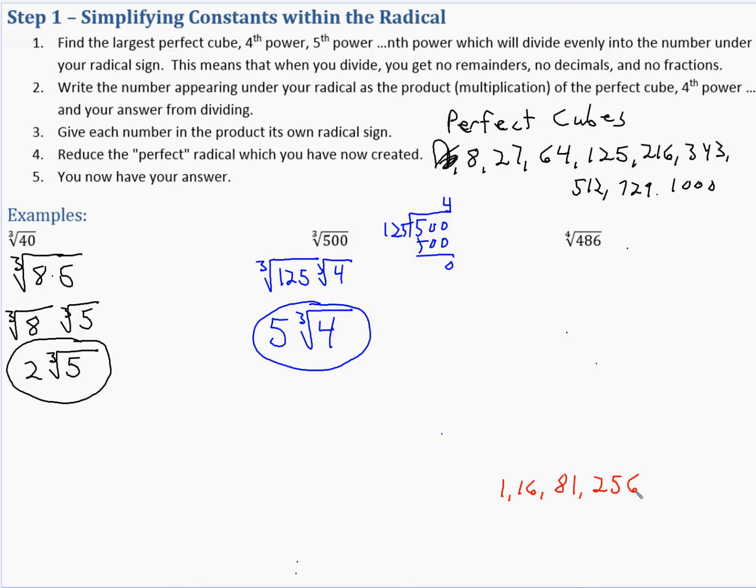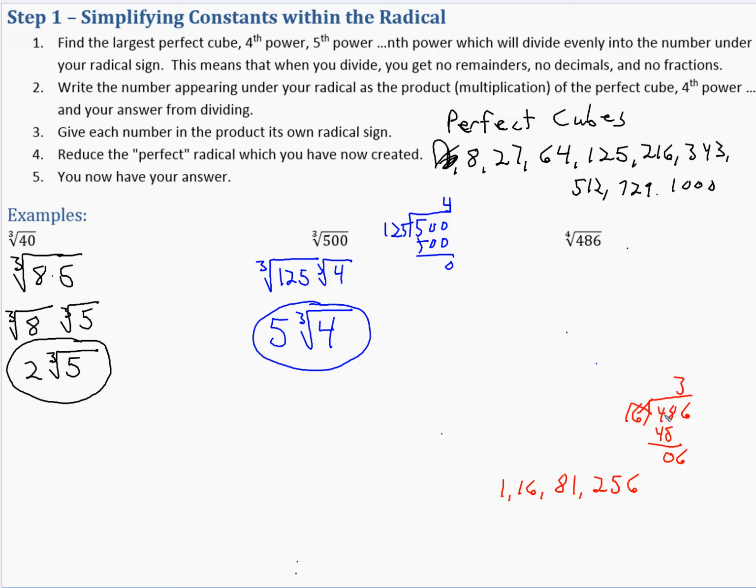And so we want to figure out, do any of those go into there? So let's try them. If we do 16 into 486, if you have a calculator, obviously that would be helpful. This goes 3 times, and we get 48, and bring down the 6, so 16 doesn't go into 486 evenly, so it's not 16.